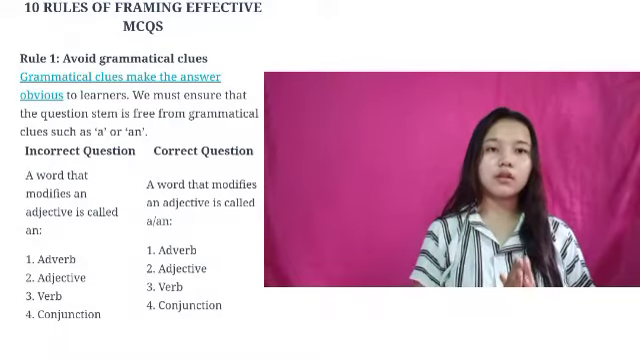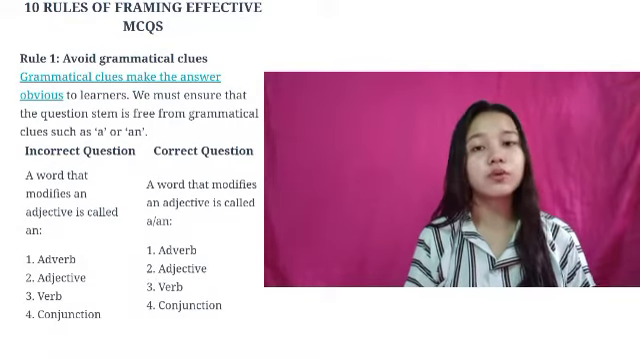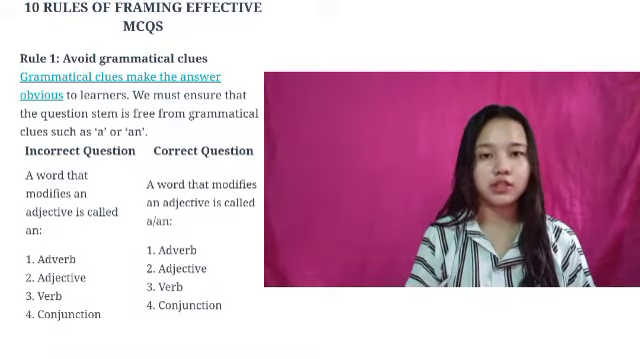So we have the anatomy of multiple choice. A multiple choice item consists of a problem known as the stem and a list of suggested solutions known as options or alternatives. The alternatives consist of one correct option, which is the answer, and incorrect ones known as distractors. So we have 10 rules of framing multiple choice questions.